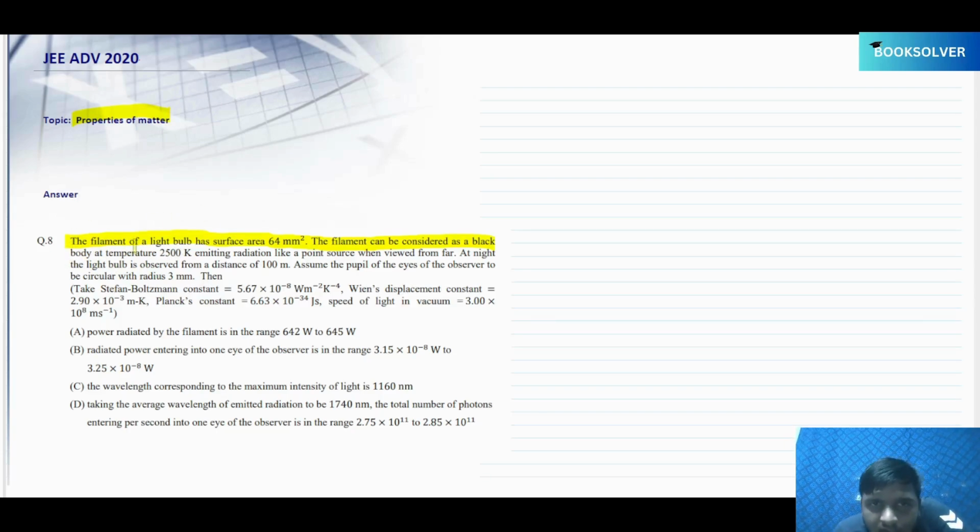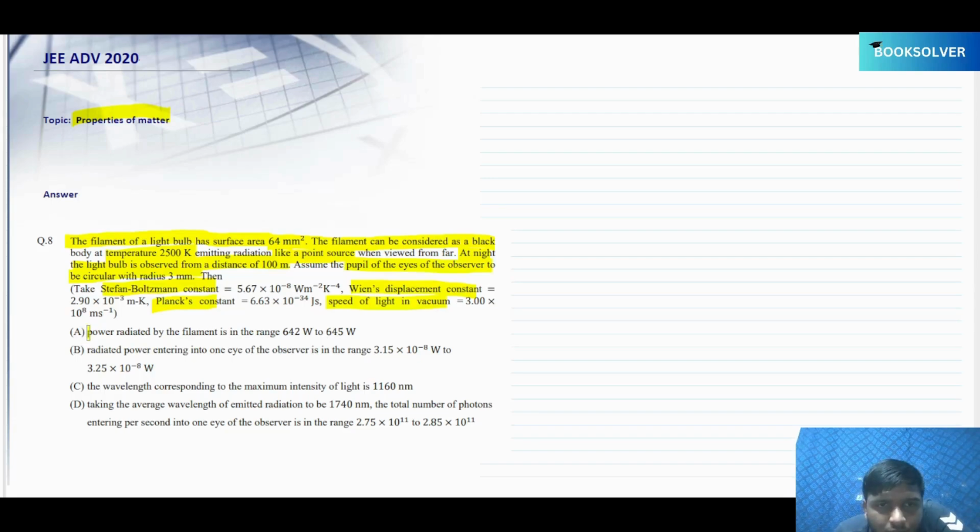So let's read it. They're given a filament of a light bulb which has a surface area of 64 millimeter square. It can be considered as a black body which is at a temperature of 2500 Kelvin, emitting radiation like a point source. When viewed from afar at night, the light bulb is observed from a distance of 100 meter, and the pupil of the eye of the observer is given as some radius. Some constants are given like the Stefan-Boltzmann constant, Wien displacement constant, Planck's constant and speed of light.